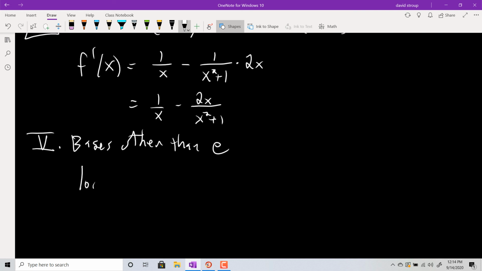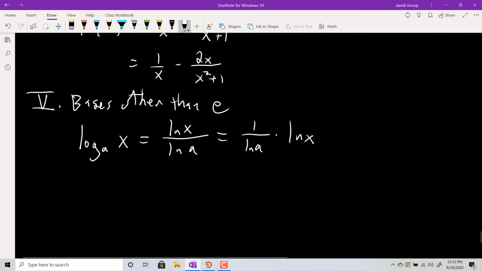So first off, log base a of x. How do I handle that? Well, you're going to use the change of base formula from pre-calculus to turn it into the ln of x all over the ln of a, okay? Which in other words is a constant multiple of the ln of x. So to take its derivative, if this was y equals that, y prime, you leave the constant in front alone, so you get 1 over ln of a, and then times the derivative of the natural log, which is 1 all over x.